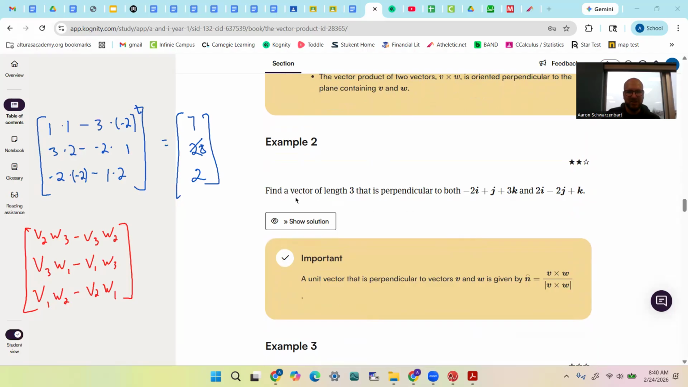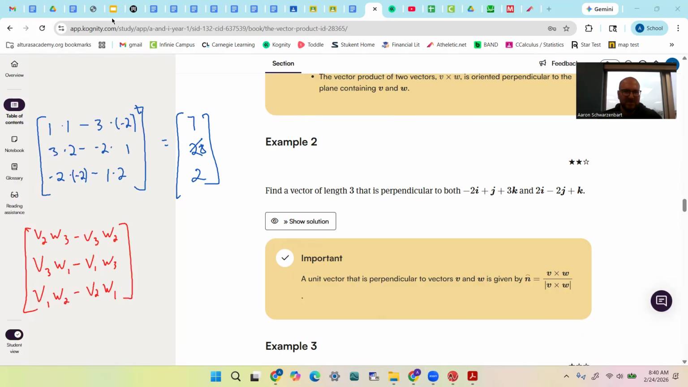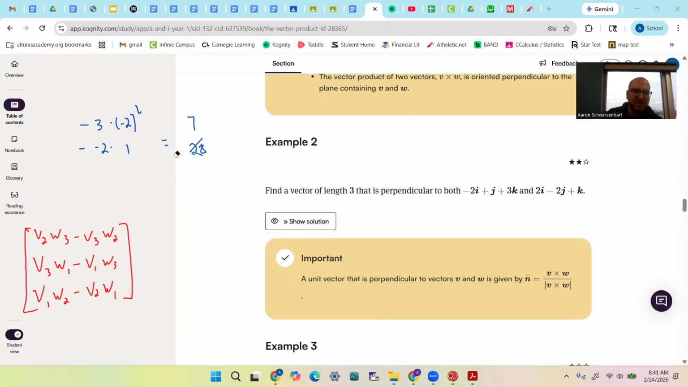So find a vector of length 3 that is perpendicular to both of these. So what's perpendicular to both of them? The cross product. Right. I do not want to get rid of that. I still want my formula. So I'm going to do a cross product here.